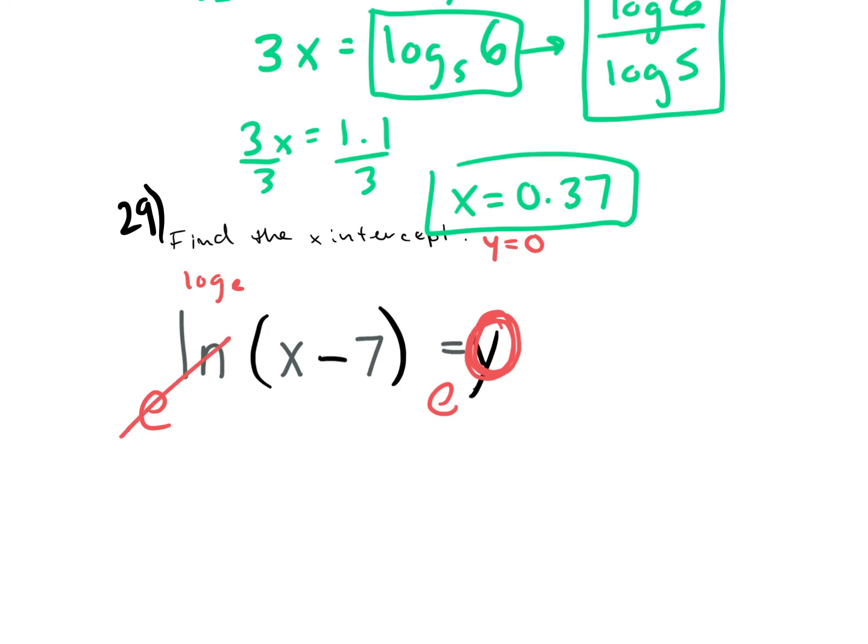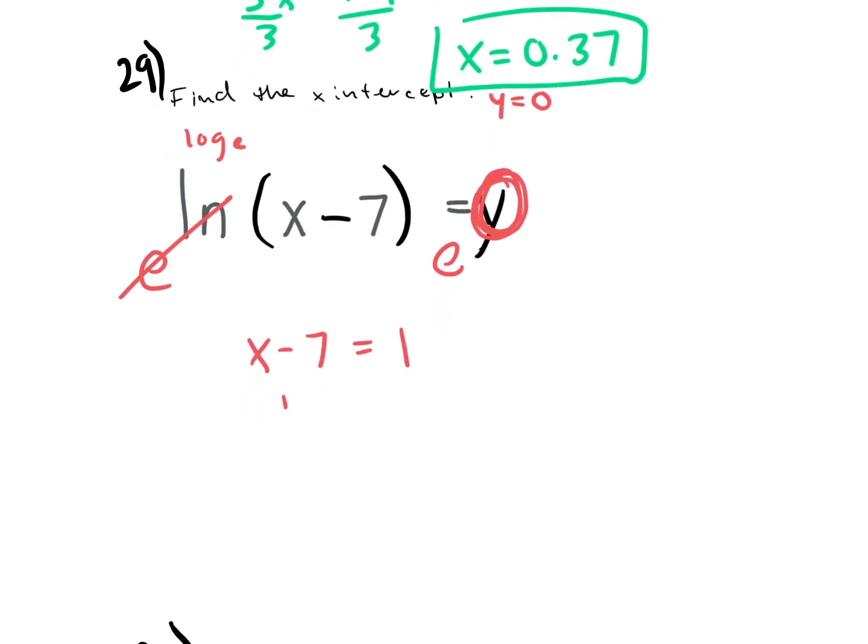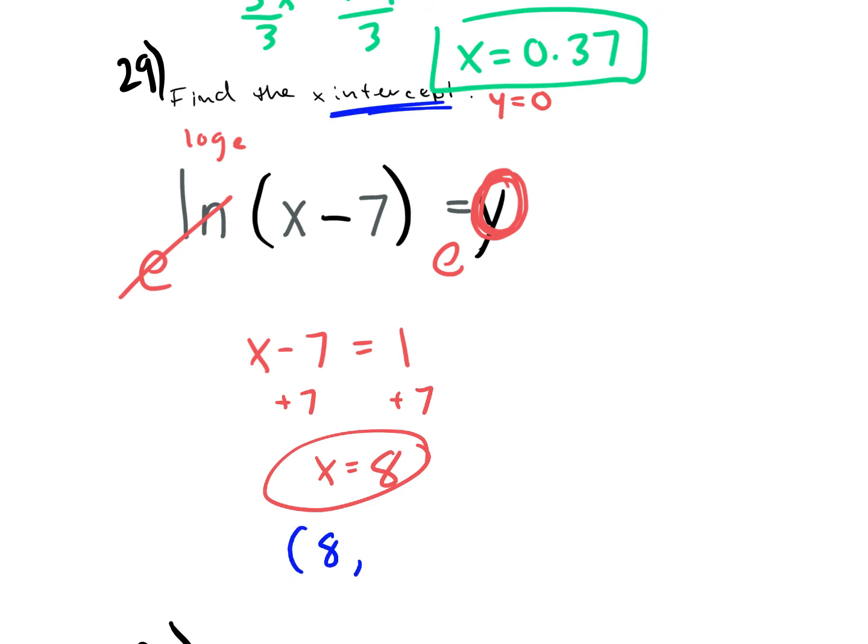So this cancels. So I have x minus 7 is equal to, what's e to the power of 0? 1. Anything to the power of 0 is 1, but you could also put that in your calculator, you'd get 1. And then you just add 7 to both sides. So x is equal to 8. It asks for the x-intercept, so it may have your answer as a coordinate point, so that would be 8, 0.